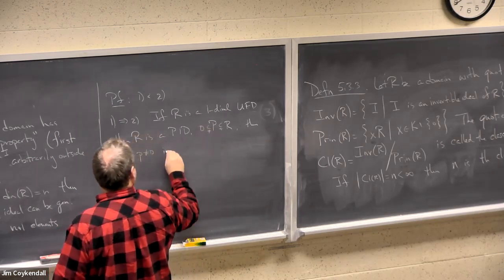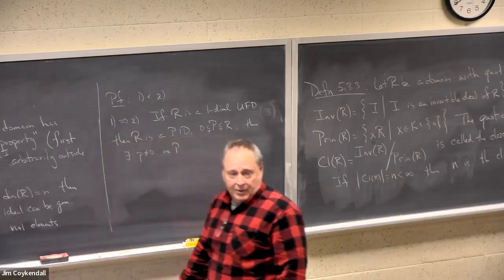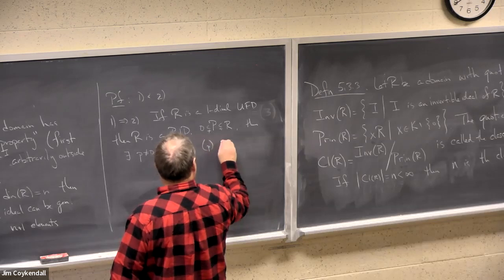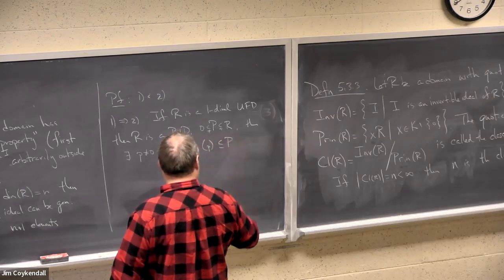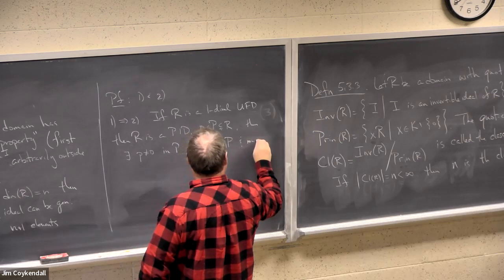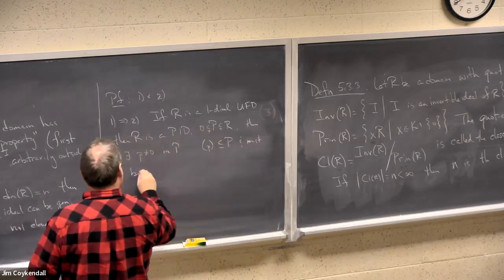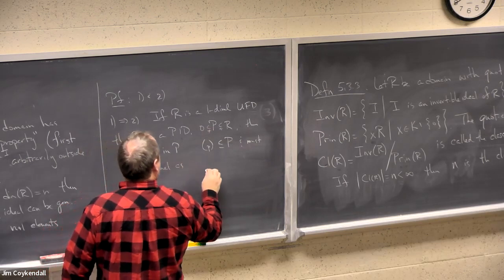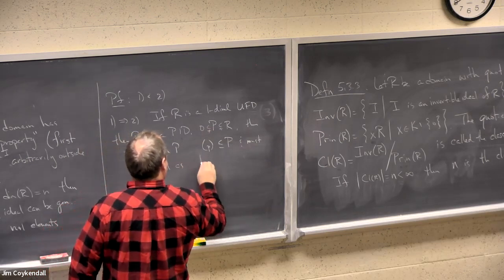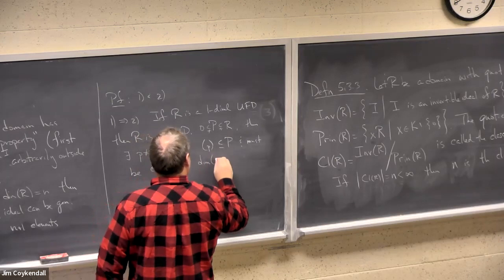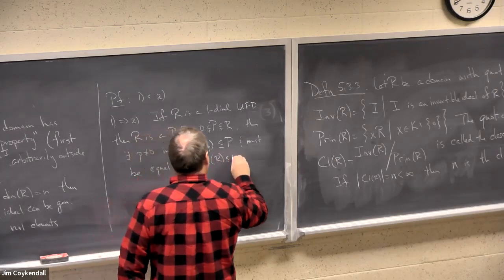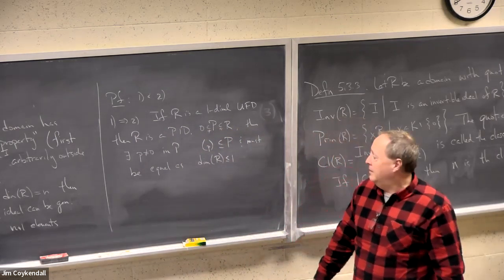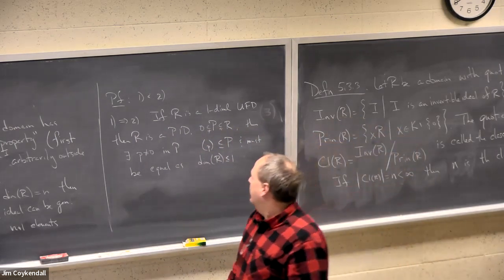There exists a non-zero prime element. Notice that the ideal generated by this is contained in P and must be equal, as the dimension of R is less than or equal to one. So if these are non-zero prime ideals, there you go, the prime is principal.